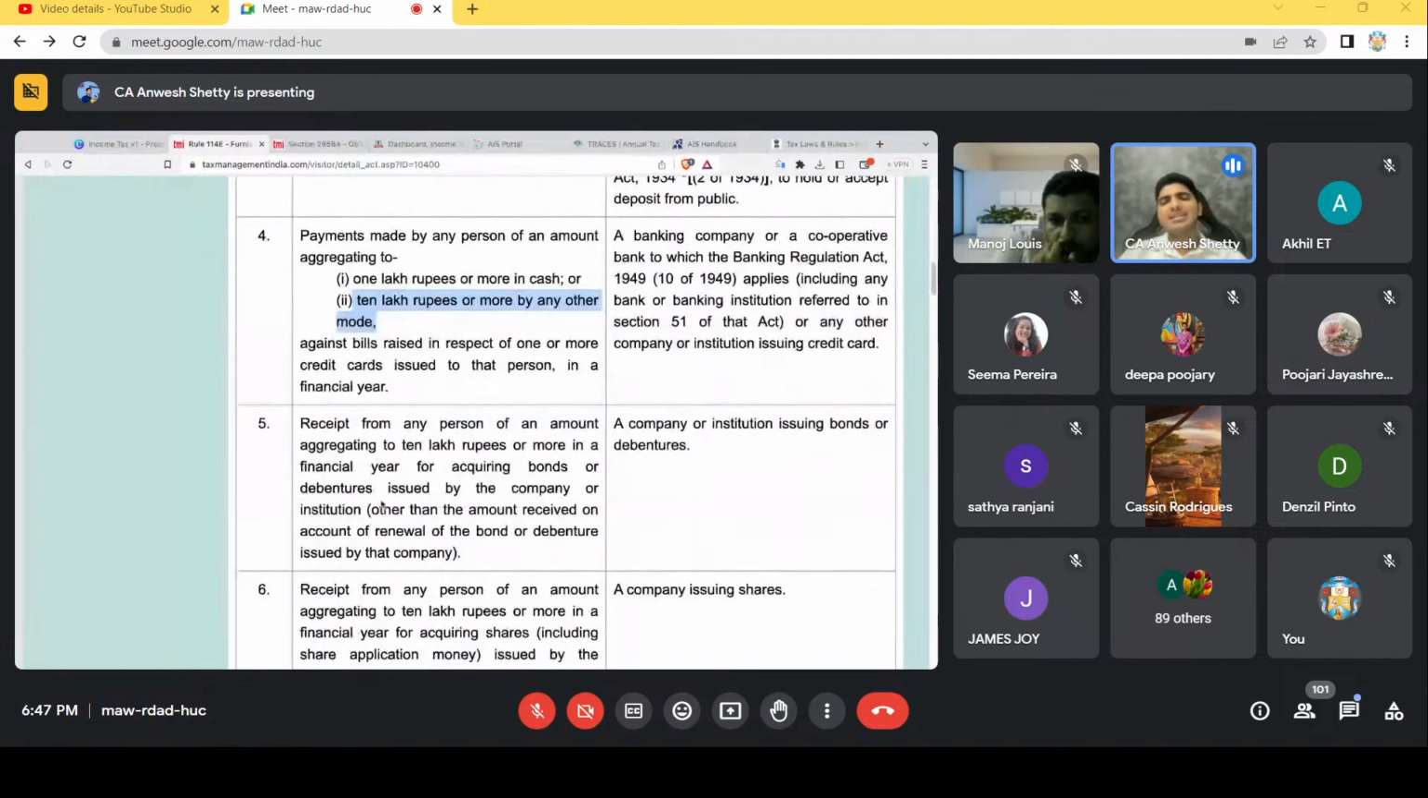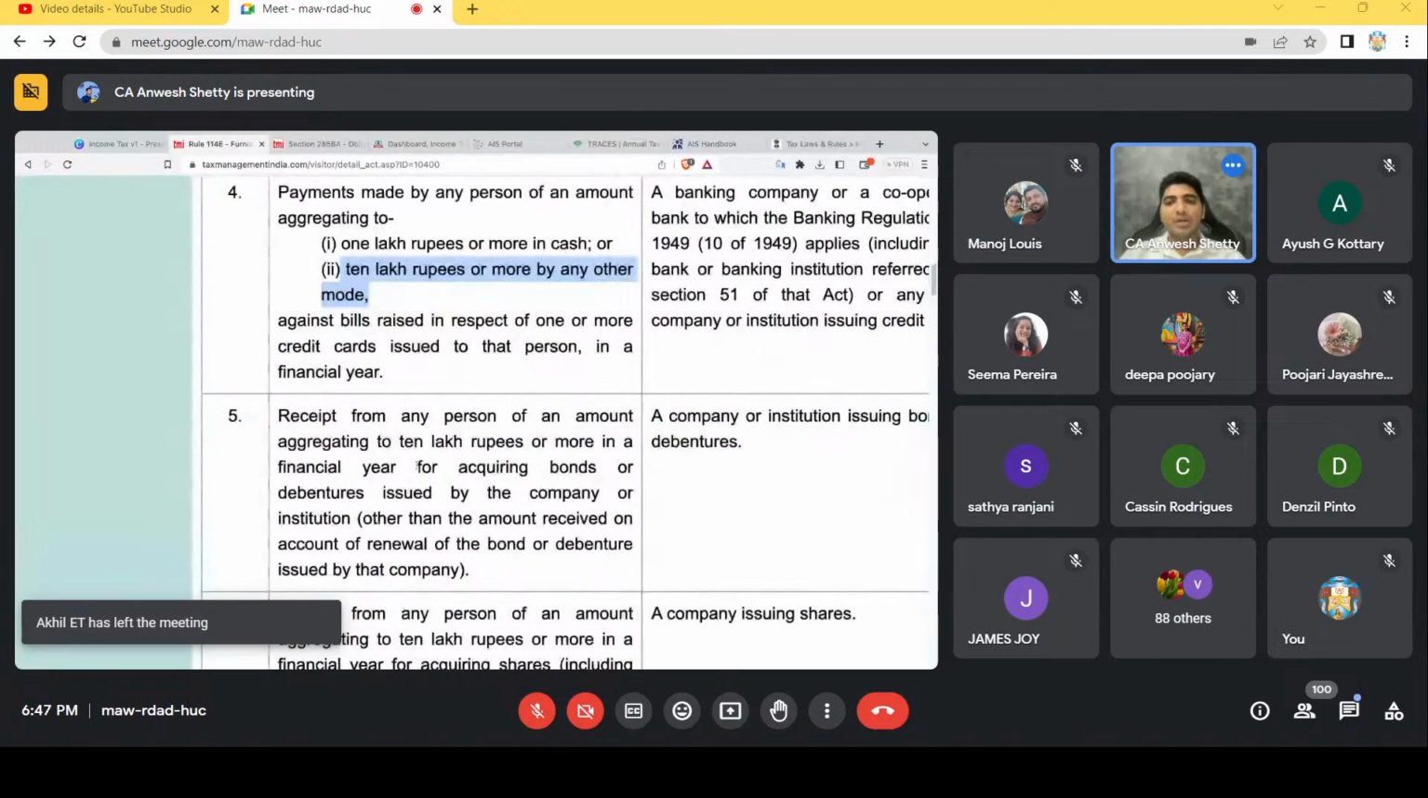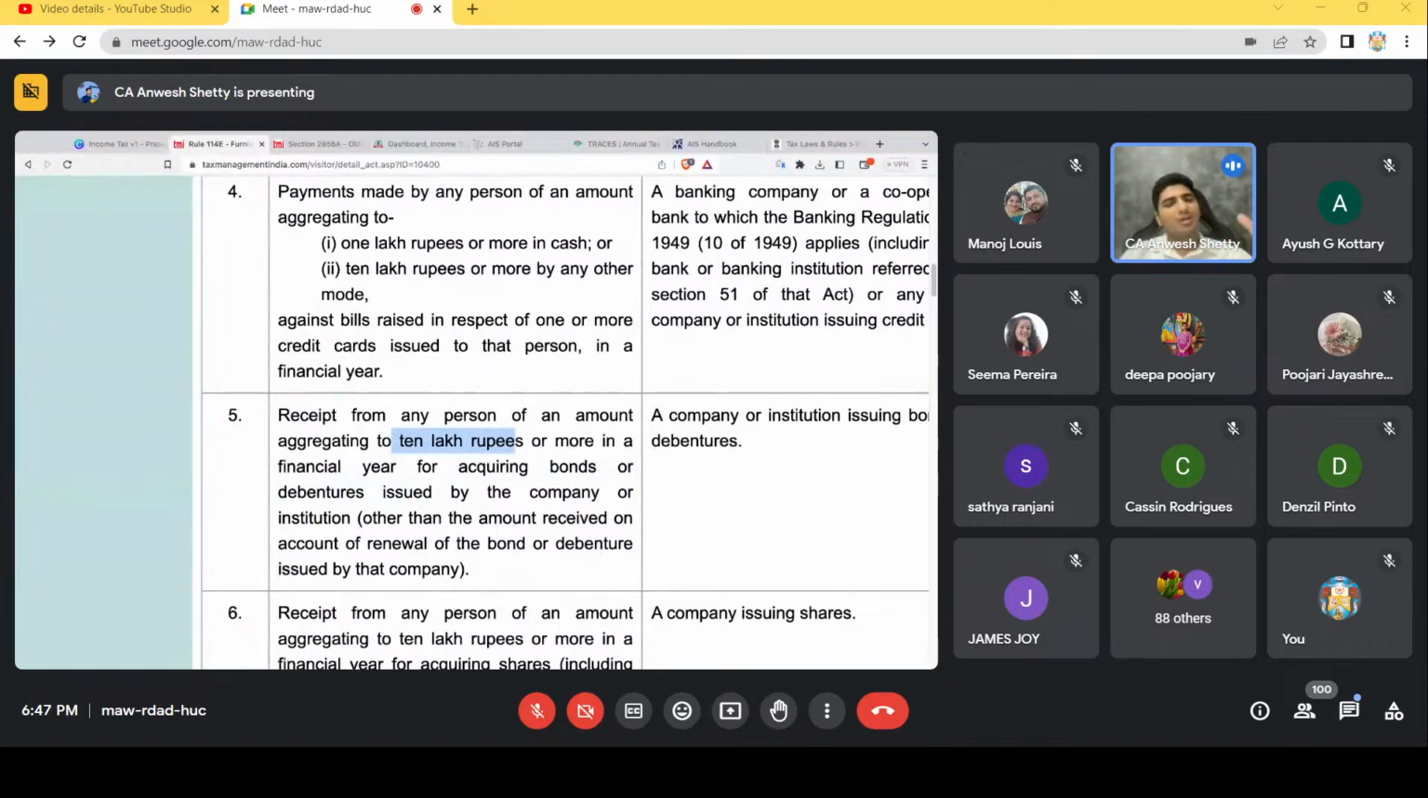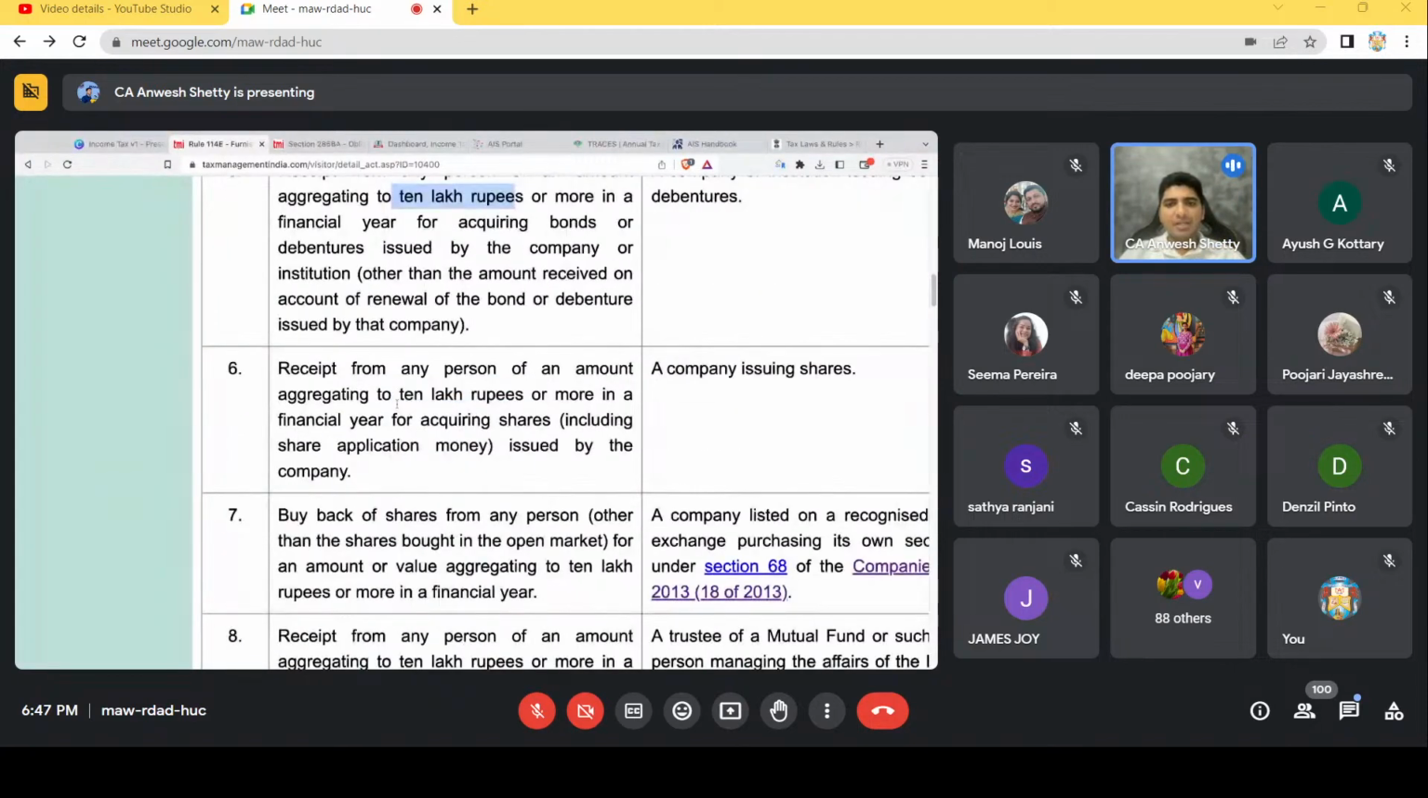And now there are some transactions that we don't normally use in our day-to-day life at least. If a company is raising funds through issue of bonds, and I purchase bonds worth more than 10 lakh rupees, then the company, or the institution which is issuing the debenture, has to report. Normally we may not come across this. But if a company is issuing shares, not purchase and sale of shares in the stock market, but a fresh issue from the company itself, and you're investing more than 10 lakh rupees, then the company issuing the shares must report to the income tax department that this person has purchased more than 10 lakh rupees.